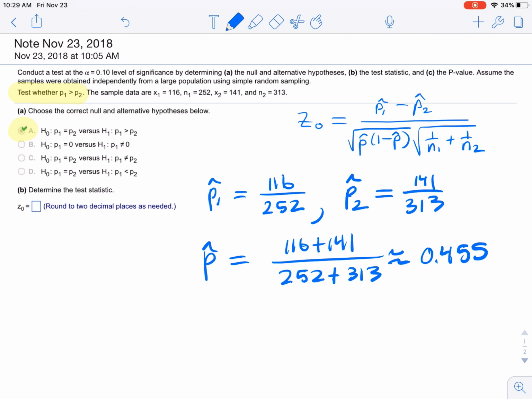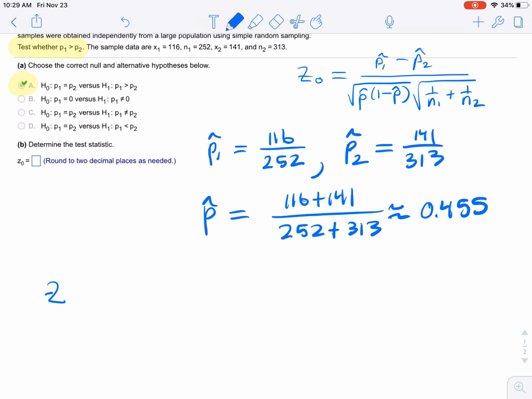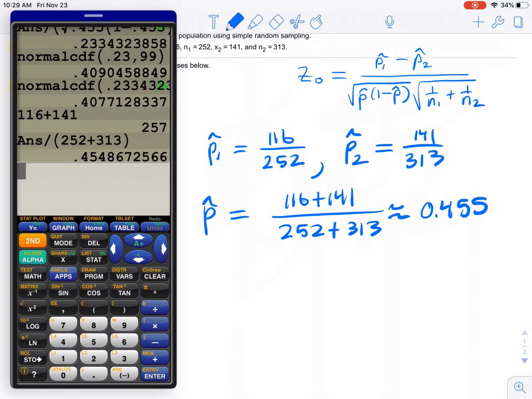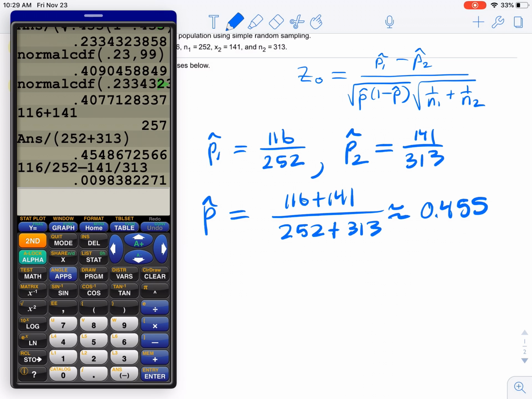All right, let's find the test statistic now. All you do is plug in. This is one way to plug it in. If you want to be more precise, you can actually plug in the exact number instead of the approximation. So 116 divided by 252 minus 141 divided by 313, that would be the exact answer for the numerator, P1 hat minus P2 hat. Notice I'm not approximating to any decimal. So if I press enter, boom, there's the numerator.